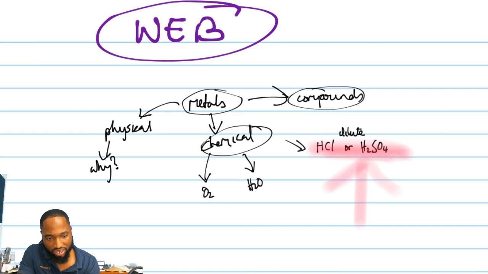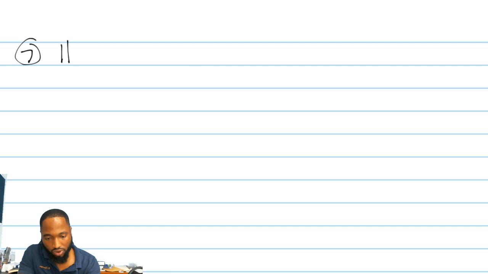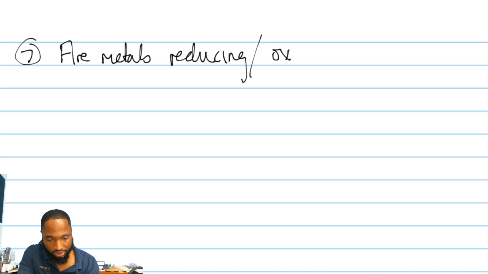What number is this? I think this is number 9. I'll put 6 here, right? That's really number 6. Okay, if it's 6, let me just check. 5, 6, yeah, 7. So, are metals reducing or oxidizing agents? Answer that question for me there, and the reason why. So that's a question you can ask.